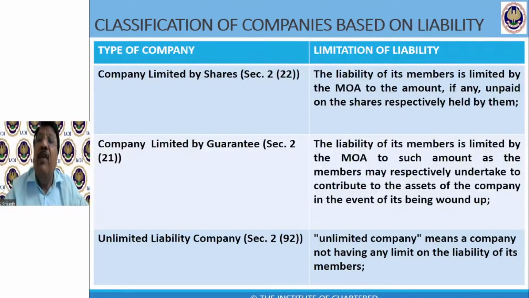The amount, if any, unpaid on the shares respectively held by them. So the liability of the members is limited to the amount, if any, unpaid on the shares held by them. That is one type of liability.